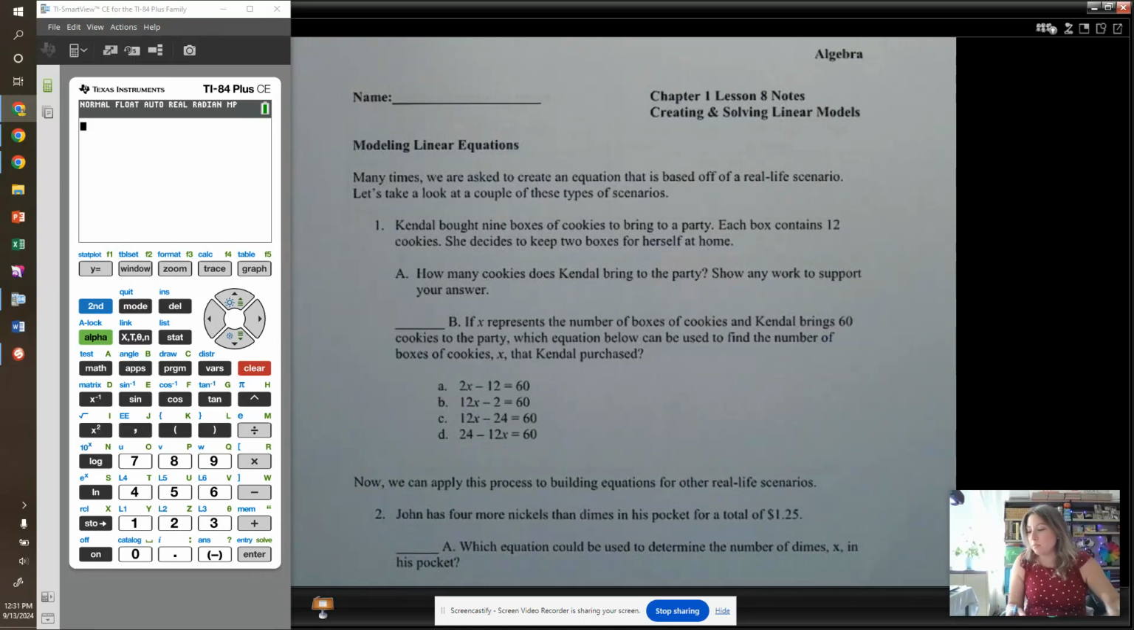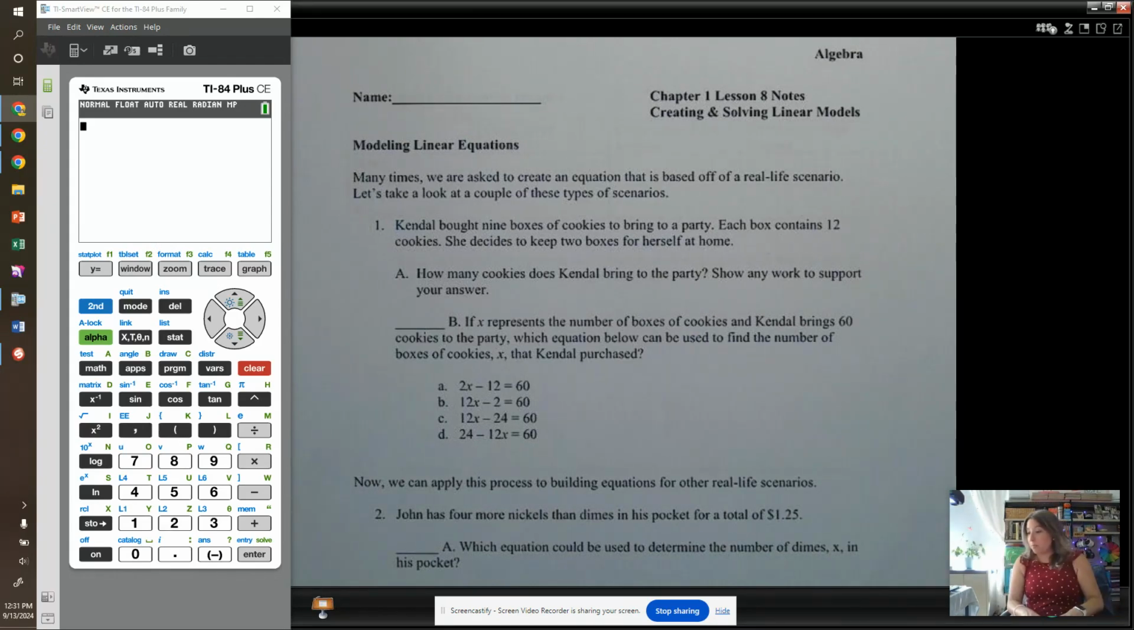There are a lot of times that we are asked to create an equation based on some sort of real-life scenario. So, let's start with Kendall, who bought 9 boxes of cookies to bring to a party. Good for you, Kendall. Always bring something to a party. Each box contains 12 cookies. Now, wait a minute. Based on that, we can probably figure out how many total cookies Kendall is bringing, but let's keep reading. She decides to keep 2 boxes at home for herself. How many cookies does Kendall bring to the party?